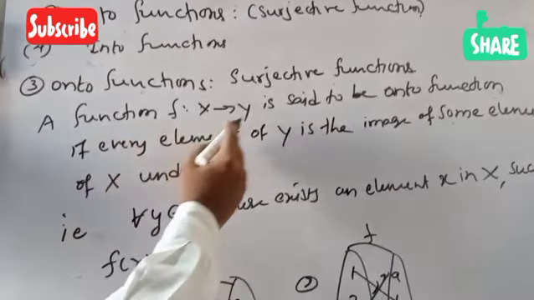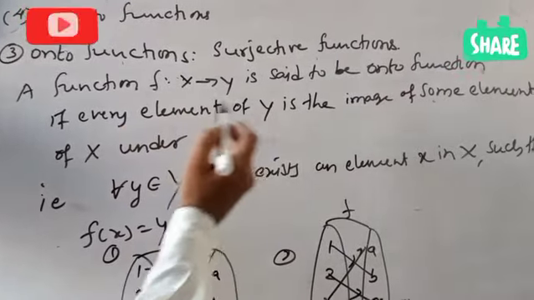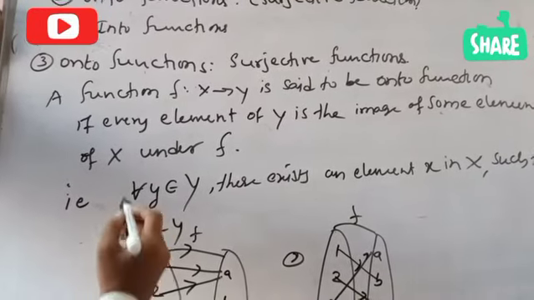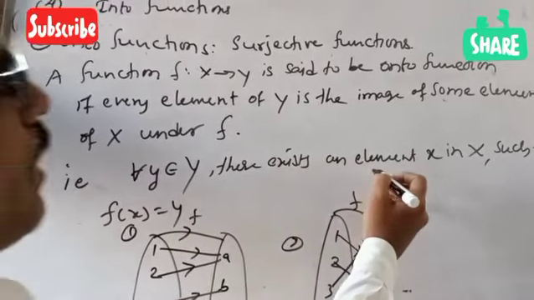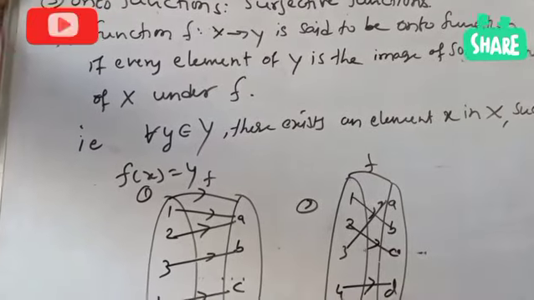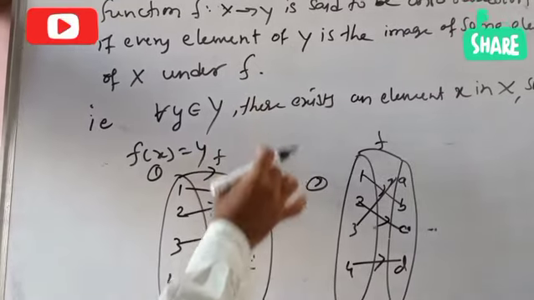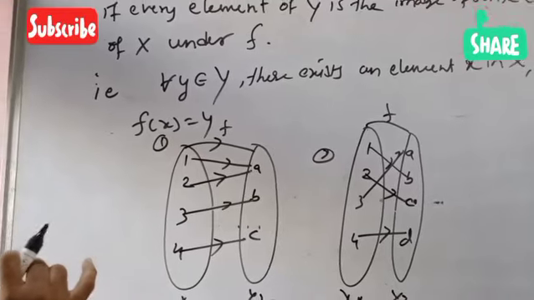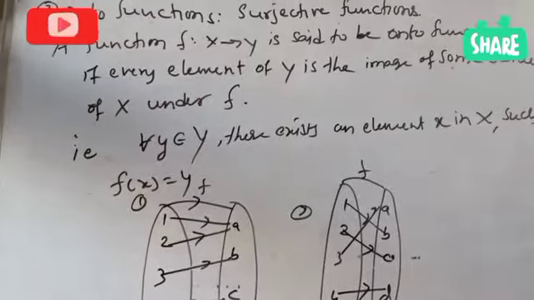The third one, onto functions, are surjective functions. A function f from X to Y is said to be an onto function if every element of Y is the image of some element of X under f. That is, for all y belonging to the set Y, there exists an element x in X such that f(x) is equal to y. So this definition clearly says that every element of Y has a pre-image. Every element of Y has to have an image, and then and only then can we say it is an onto function.